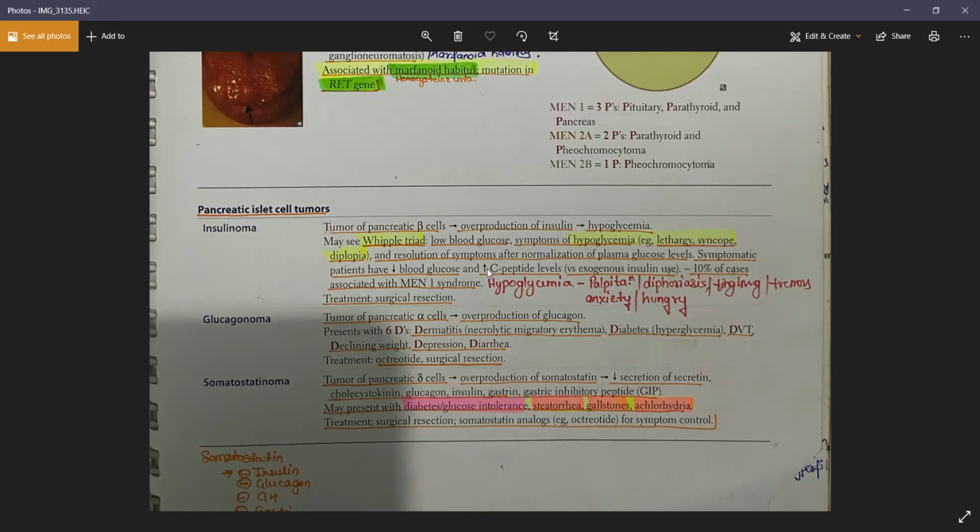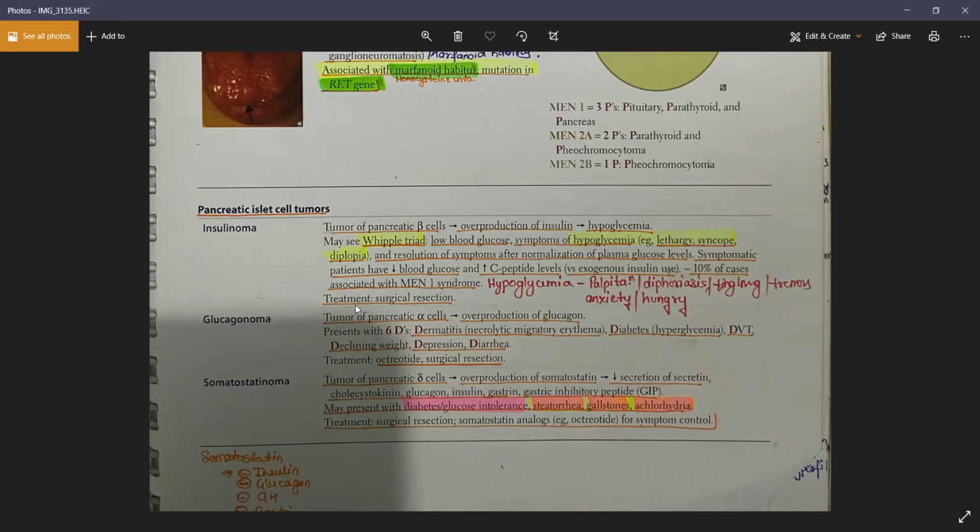When you check the C-peptide level, you will have a raised C-peptide level because it is endogenous insulin production, versus if you take exogenous insulin, then you have normal C-peptide levels. Very important. And of course, almost 10% of the cases belong to the MEN1 syndrome. And what is the treatment? Treatment would be to remove it surgically.